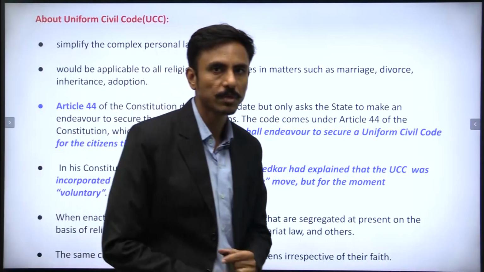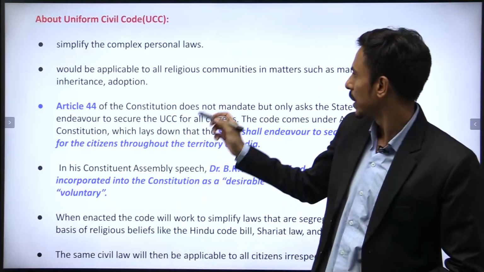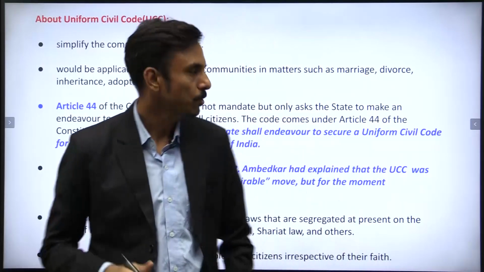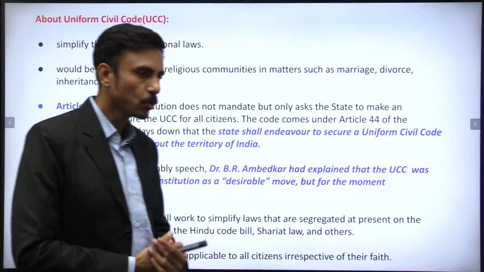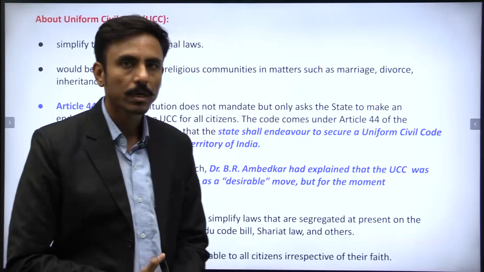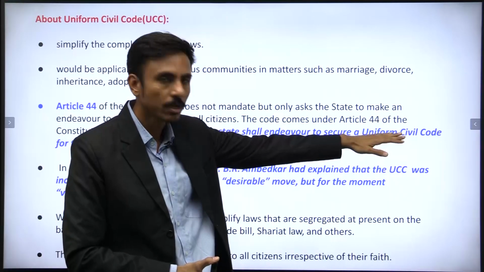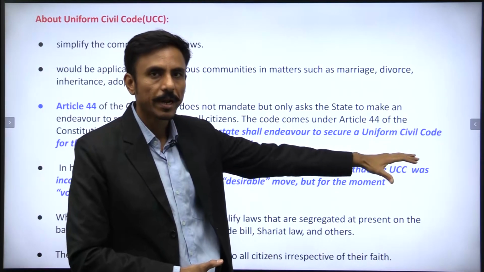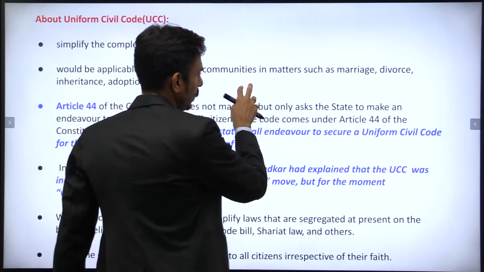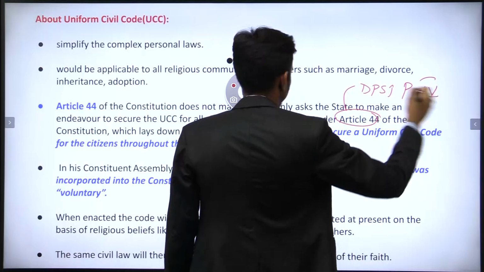Guys, if I talk about the uniform civil code, it simplifies the personal laws, the religious laws, and would be applicable to all the religious communities in matters of marriage, inheritance, adoption and divorce, right? Because if we go today to the court, there are different laws for different religious communities, right? And therefore Article 44 ensures that the Uniform Civil Code would promote religious harmony, and would also protect the interest and the rights of women, right? Article 44 is a part of the Directive Principles or DPSP, part 4 of the Constitution, right?